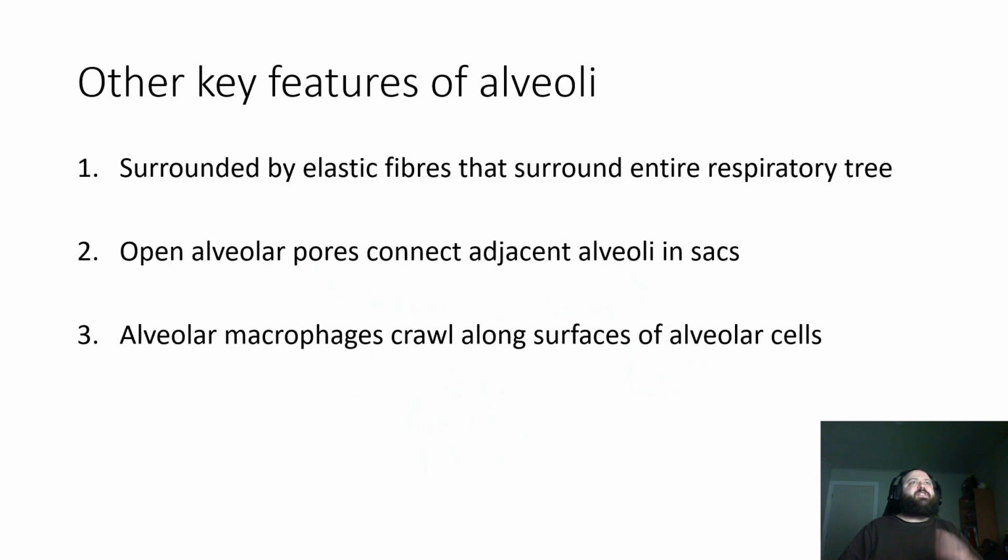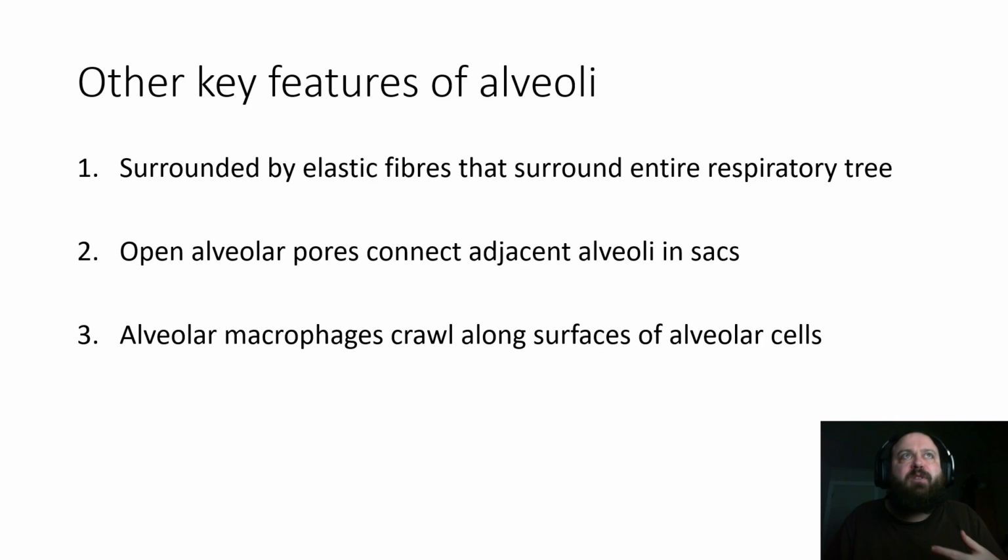Some other key features of alveoli. One, they're surrounded by elastic fibers that surround the entire respiratory tree. In other words, they're stretchable. This is very good because the respiratory system, of course, is a pressure-based system.